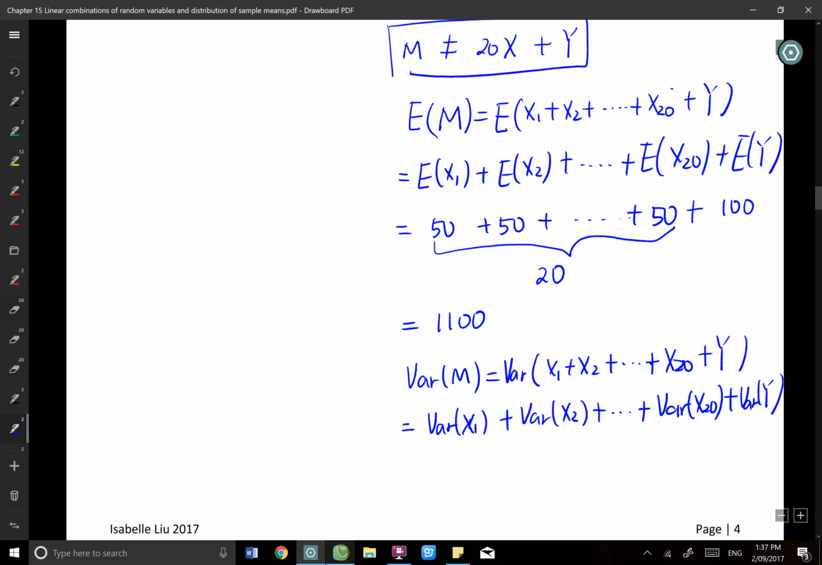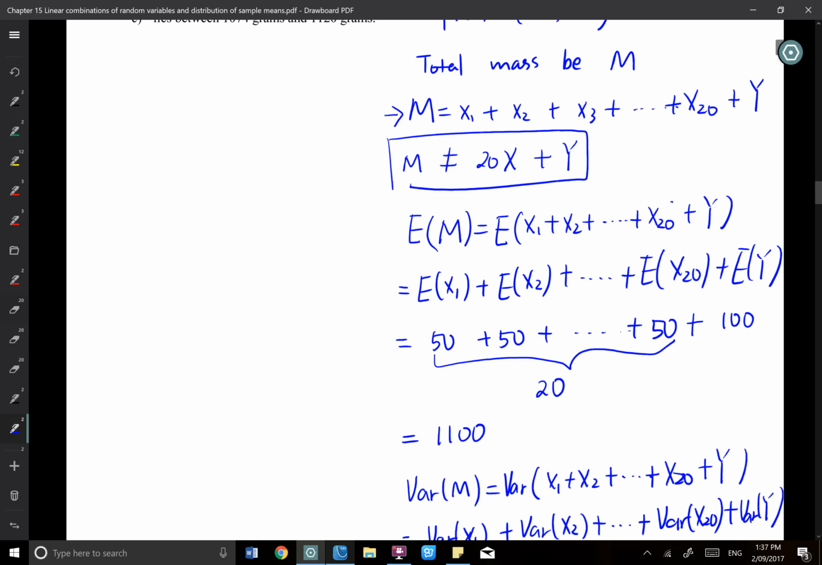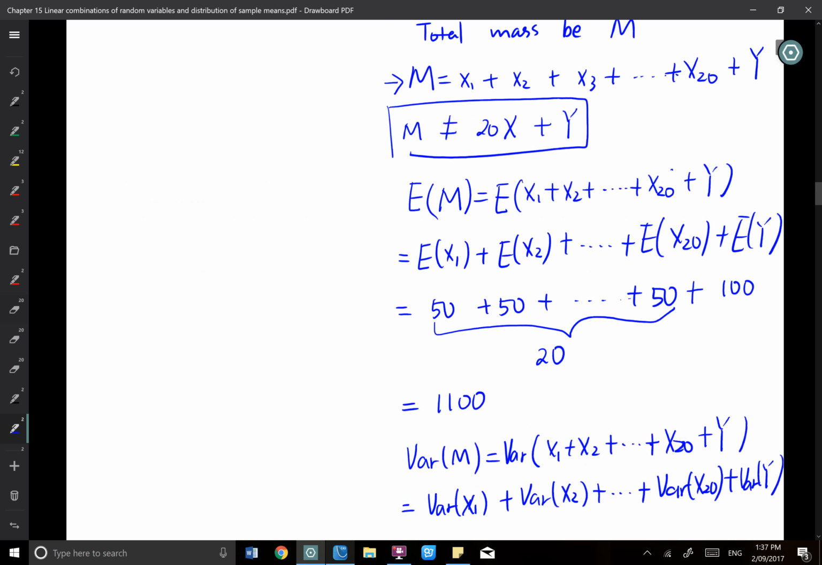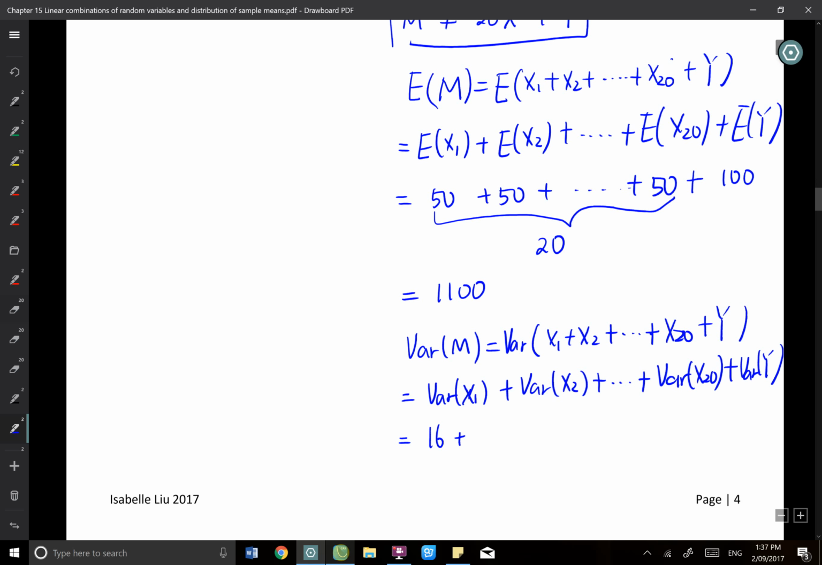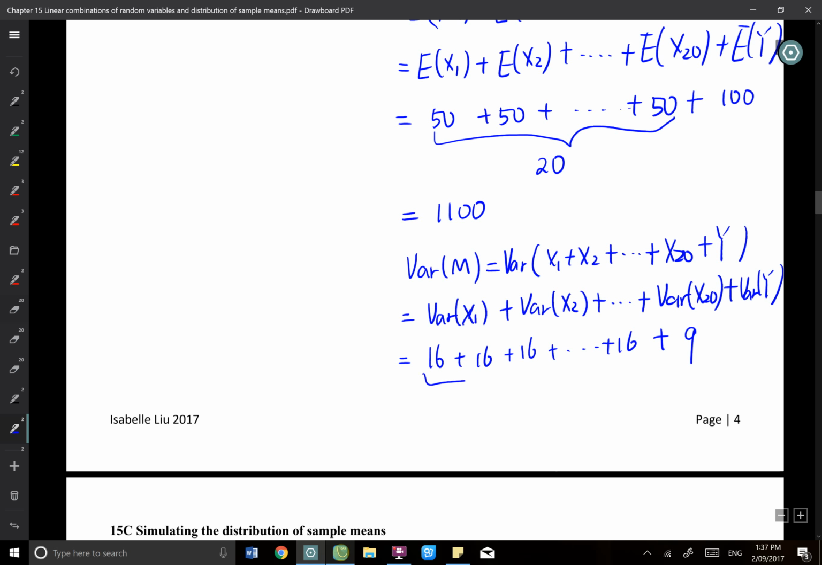Alright, and what's the variance of x1? The standard deviation is 4, so the variance of x is 16. So you have 16 plus 16 plus 16 plus ... plus 16, and the variance of y is 9. How many 16s are there? There's 20 16s here. That's 329. The variance is 329.